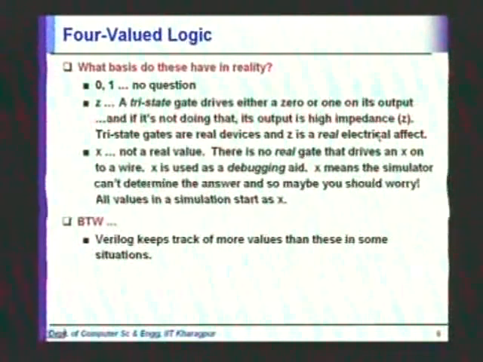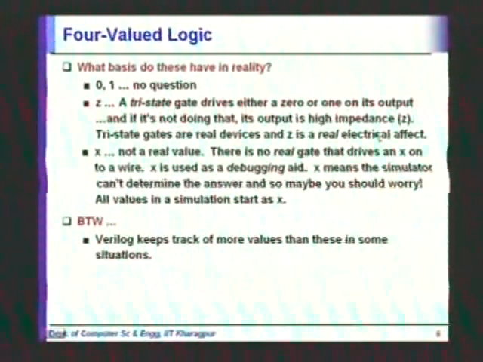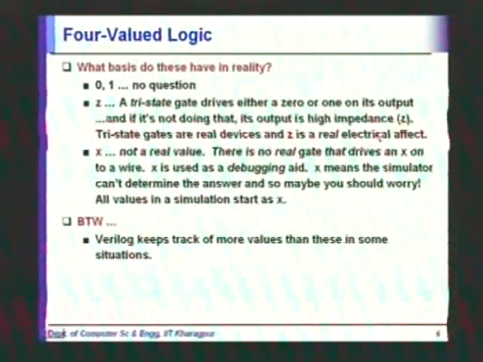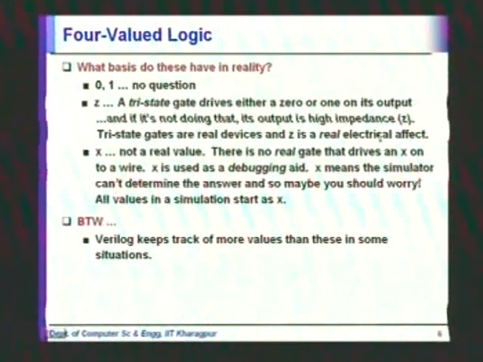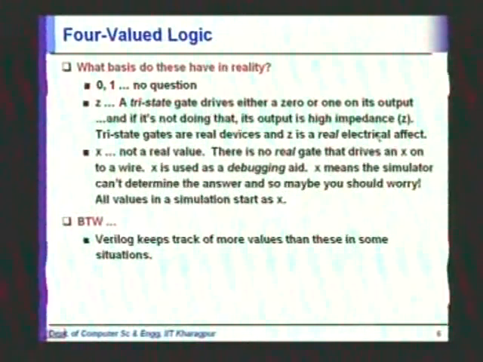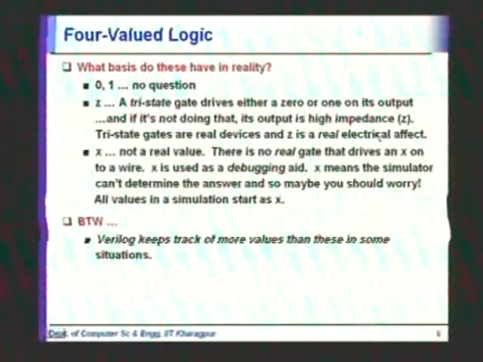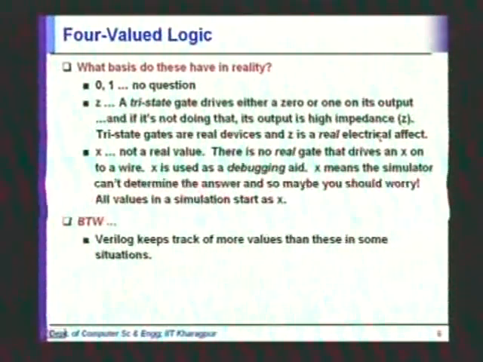So what basis do they have in reality? 0 and 1, no question, they are our Boolean values. Z: a tri-state gate drives either a 0 or 1 on its output, and if it is not doing that, its output is high impedance. Okay? So if the output of a tri-state gate is not 0 or 1, then it is in high impedance. Tri-state gates are real devices, and Z is a real electrical effect. Right? So it really has that value.